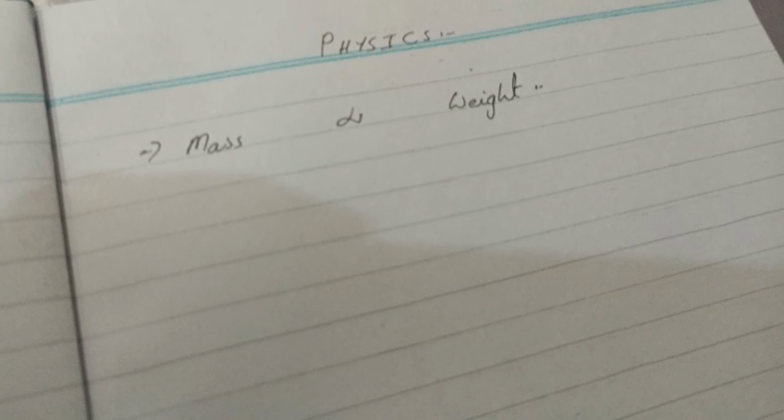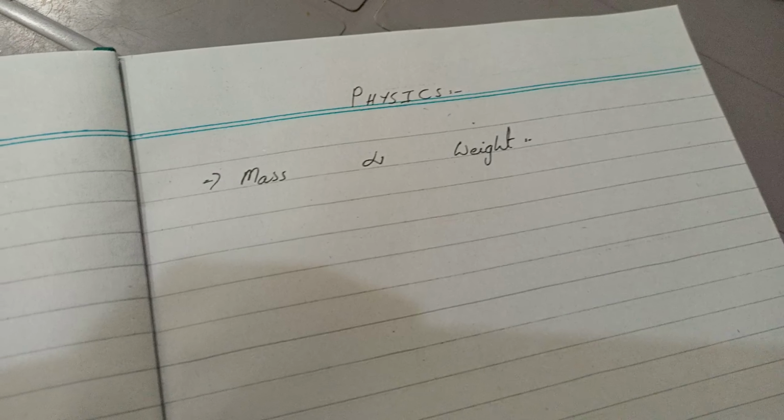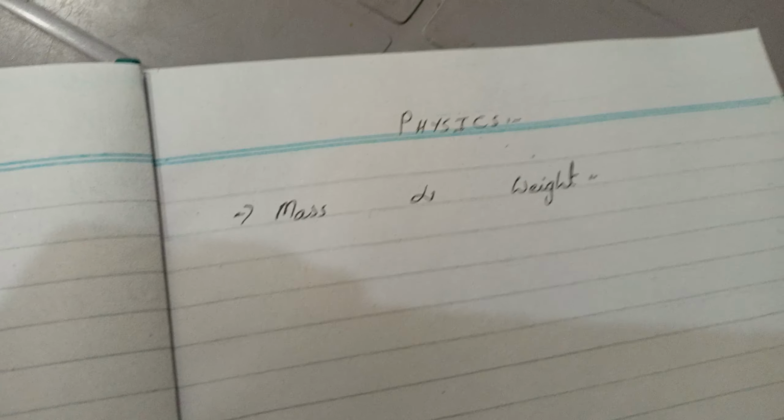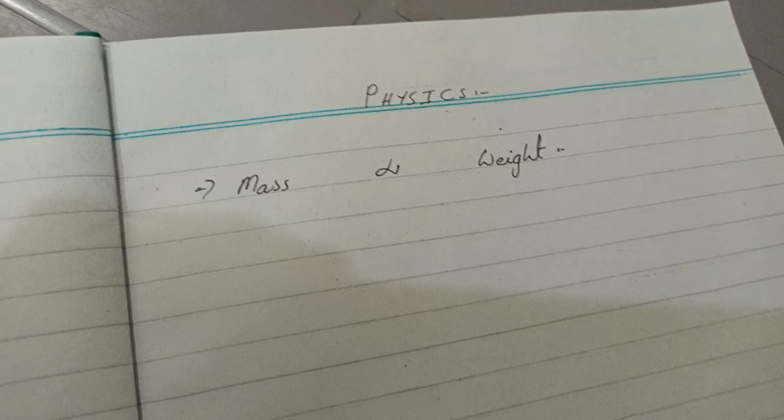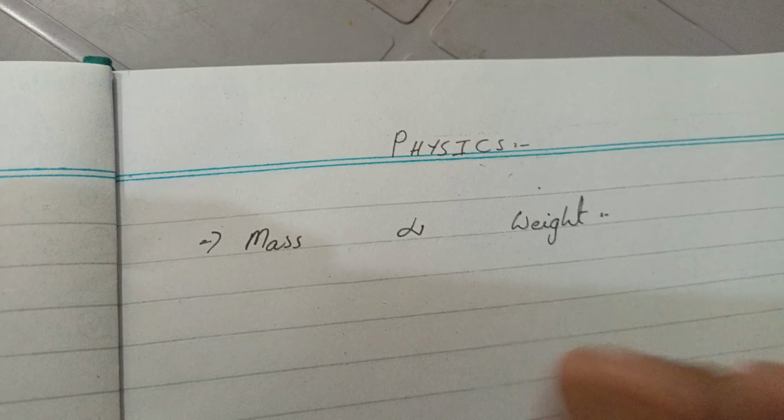Today we are going to discuss the topic of physics, which is mass and weight. Today we'll learn about the difference between them, and the apparent weight and real weight as well. So starting with the basic information about both of these.